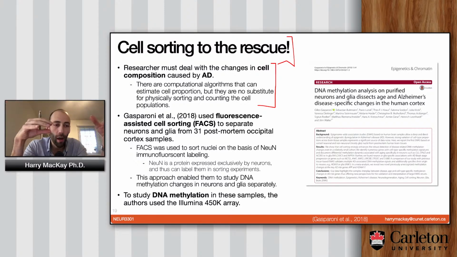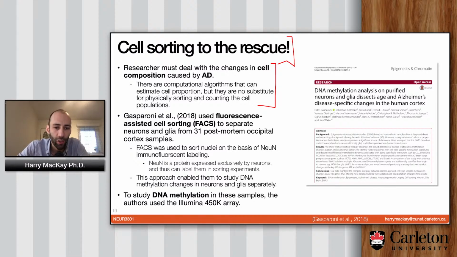Here, cell composition and disease state are totally confounded. People who are in the late stages of Alzheimer's are going to have way fewer neurons, and if you try to statistically adjust for that using computational algorithms, you might be adjusting away the effect of the actual thing you're trying to measure. So it's not really too practical. The only answer is to physically separate the cells before you measure them.